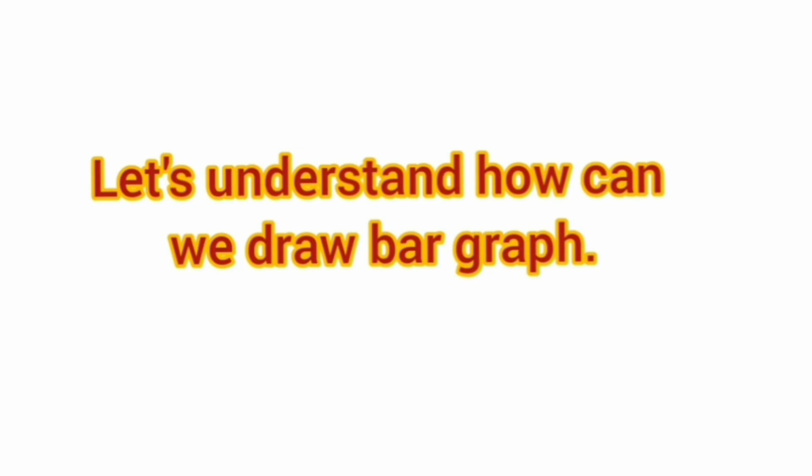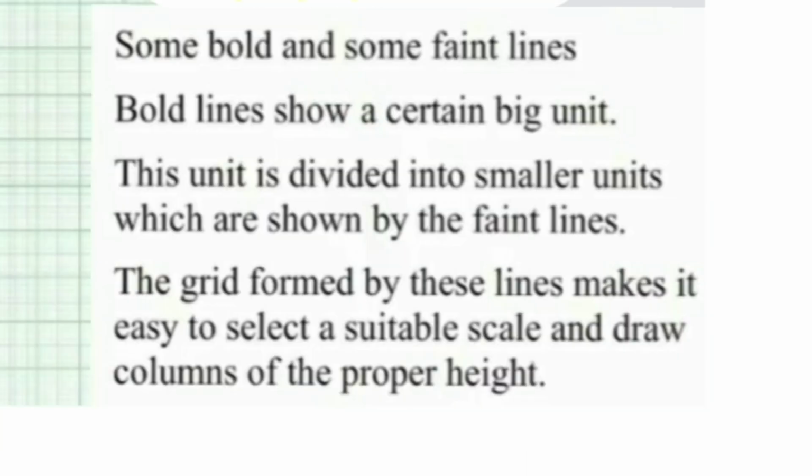We are drawing a graph. What do we need? Graph paper. So here is a graph paper for us to draw a bar graph. Here you can see some bold and some faint lines. Bold lines show a certain big unit. This unit is divided into smaller units, which are shown by faint lines.